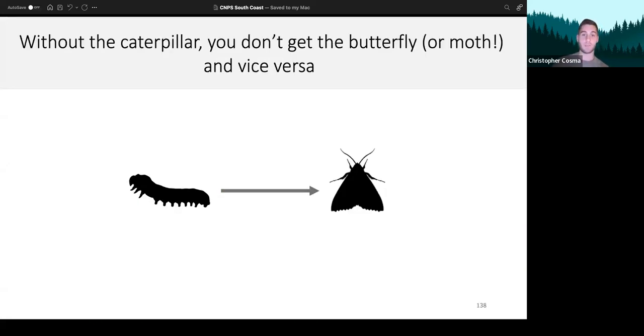And so it really, at the end of the day, comes down to this key idea that although we like seeing, for the most part, our adult butterflies flying around, without the caterpillar, you don't get those butterflies or those moths. And the reverse is true as well.